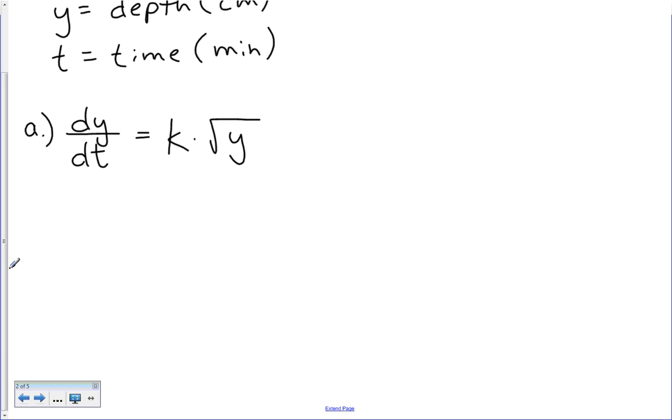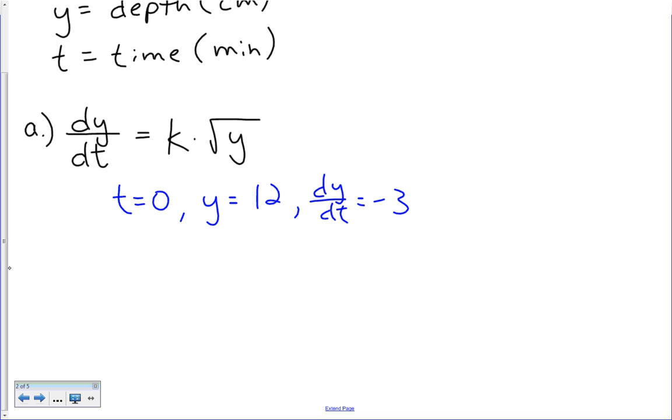They want us to find the proportionality constant. So the initial condition they gave us was that at t equals 0 minutes, the depth, that's y, is equal to 12 centimeters, and the rate, dy/dt, is equal to negative 3 centimeters per minute. All right, so there's our initial condition. We're going to take that and plug it in.